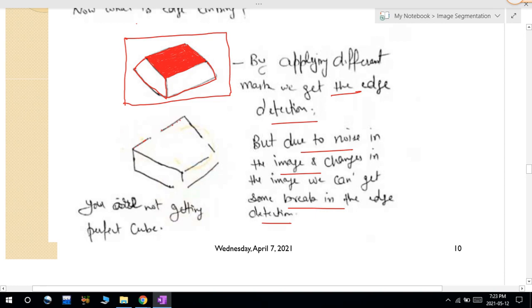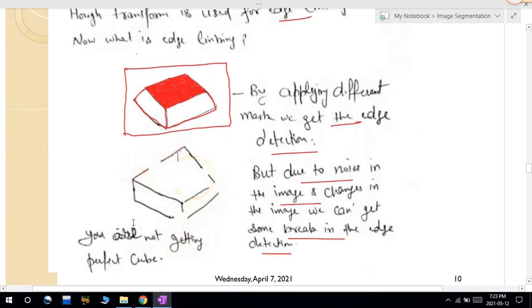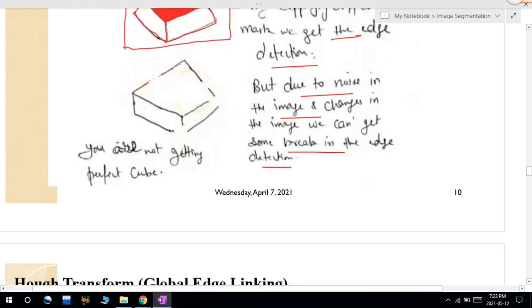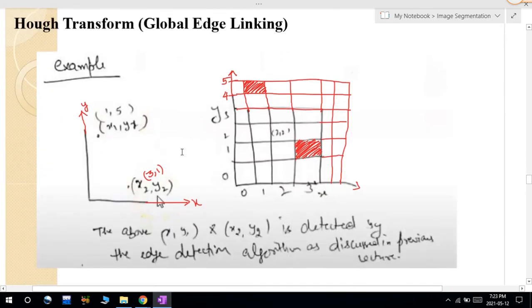Because of that, I don't know whether it is an edge or not. How to combine these? For that only I will use this edge linking process. In between also I may have edge points, but I don't know how to link those edges, whether I can combine them or not. So for this I will apply this edge linking process.